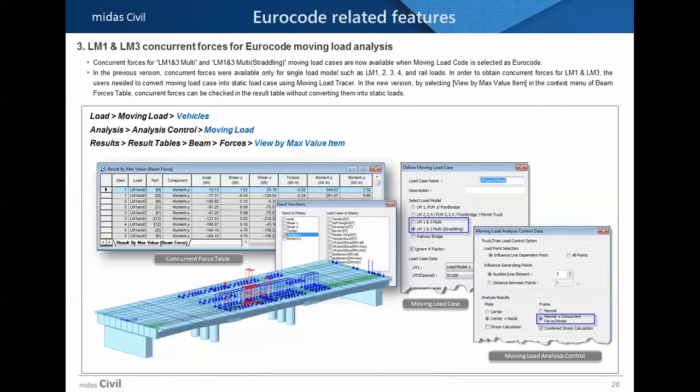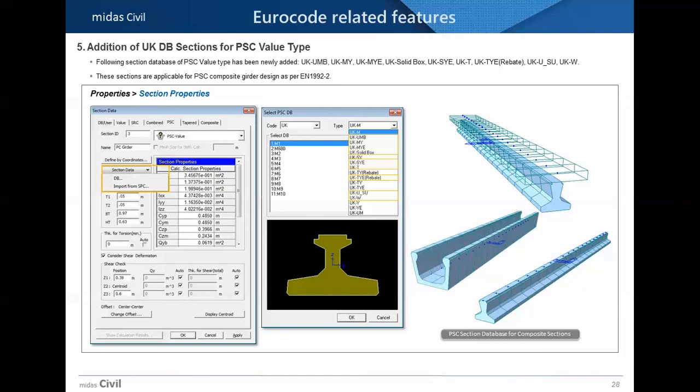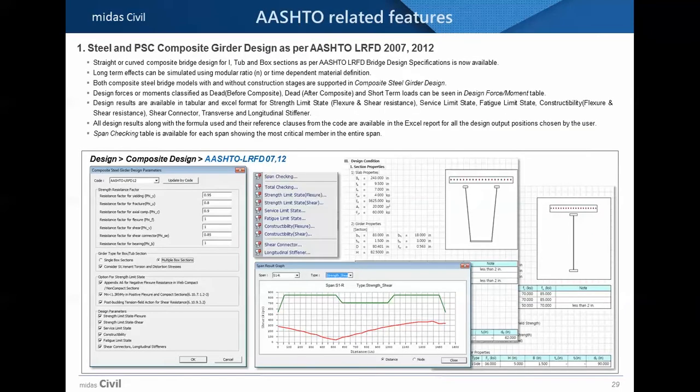And the third thing, Midas Civil has the concurrent forces checking of LM1 and LM3, and the PSC composite girder design as per the Eurocode 2005. The last thing is the UK DB sections edition. So those five things are the Eurocode related new functions. And we're going to move on to the Asiatic code related functions.